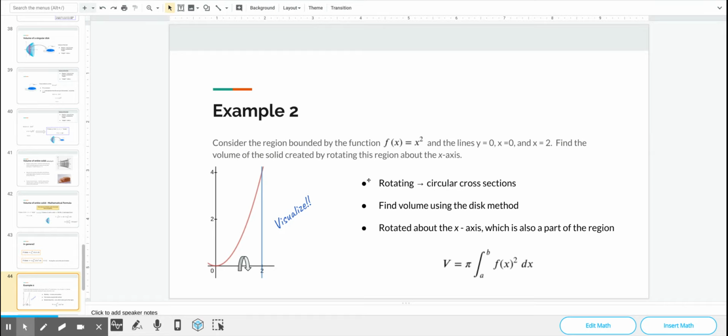So if I'm rotating, I know I have circular cross sections. I notice that the region includes the axis that I'm rotating about. So the region includes the x-axis, and I'm rotating it about the x-axis. That means I'm using the disk method. All right, so I'm in good shape. I'm also rotating it about the x-axis, which means I can use this really nice formula right here, because again, the radius is always just going to be the distance from the x-axis up to the function, or just the function itself.